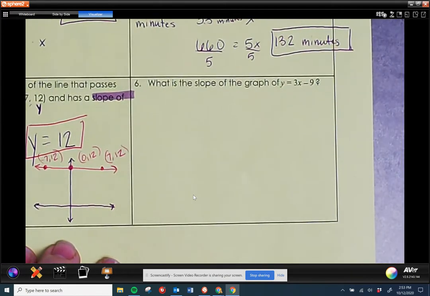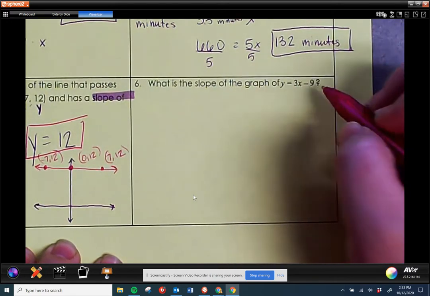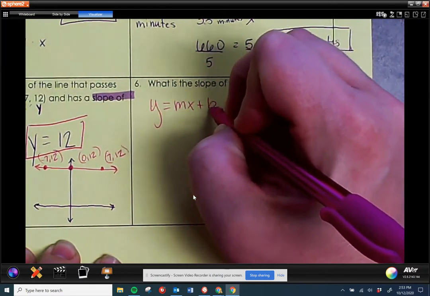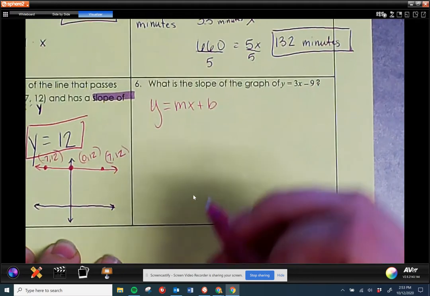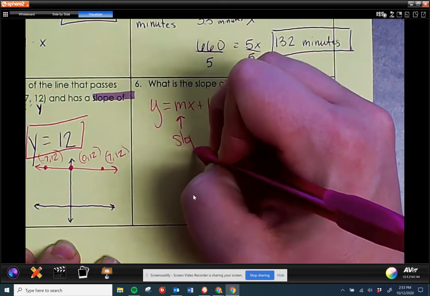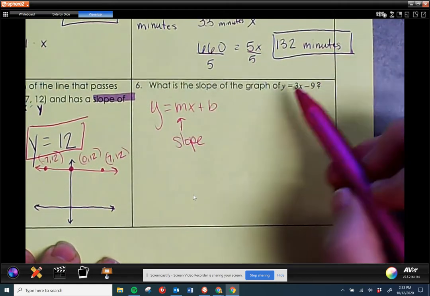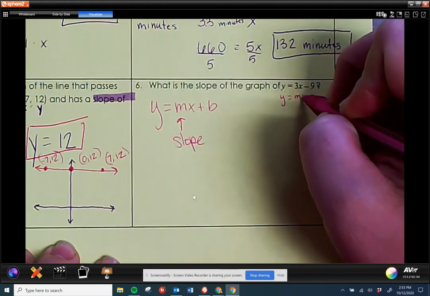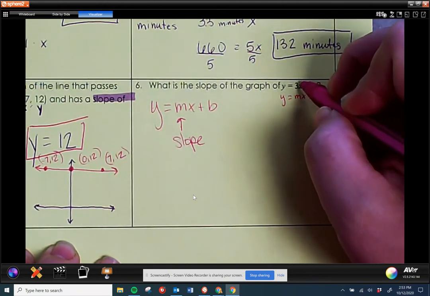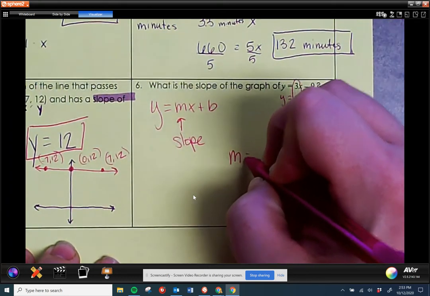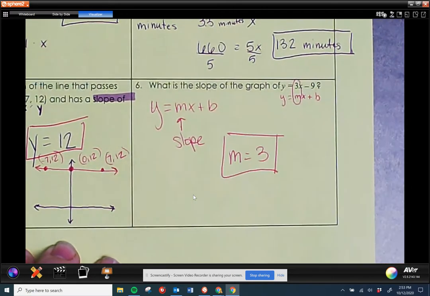On this side, it asks us, what is the slope of the graph of y equals 3x minus 9? Okay, so this equation is already in the y equals mx plus b format, the slope-intercept format. And so all we need to do is identify the m, because the m represents the slope. So here we have y equals 3x minus 9. So y equals mx plus b. We can tell our m is going to be 3. So that will be our slope for that equation.